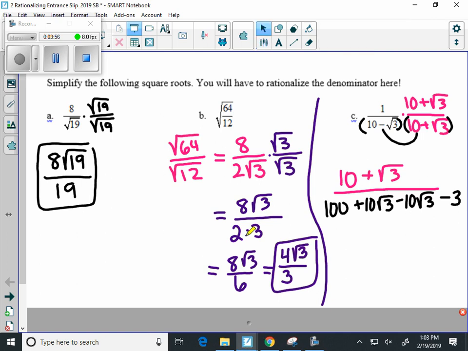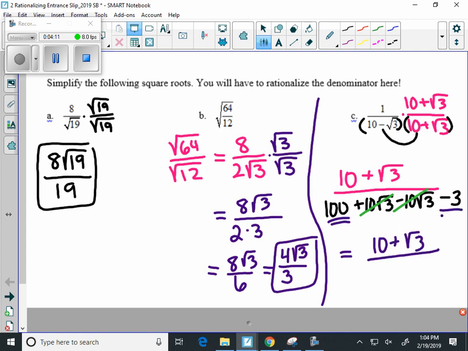What always happens when we do these special conjugate ones? The inside part cancels off. So I really have 10 plus radical 3 over 100 minus 3, which is 97. And that's it. Okay, so a little bit more complicated.